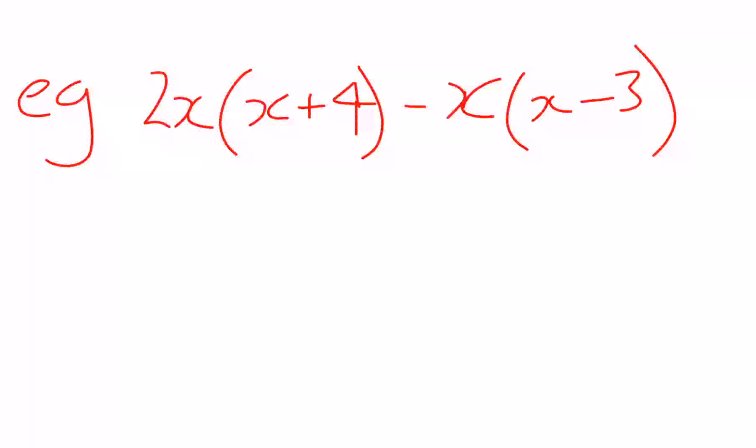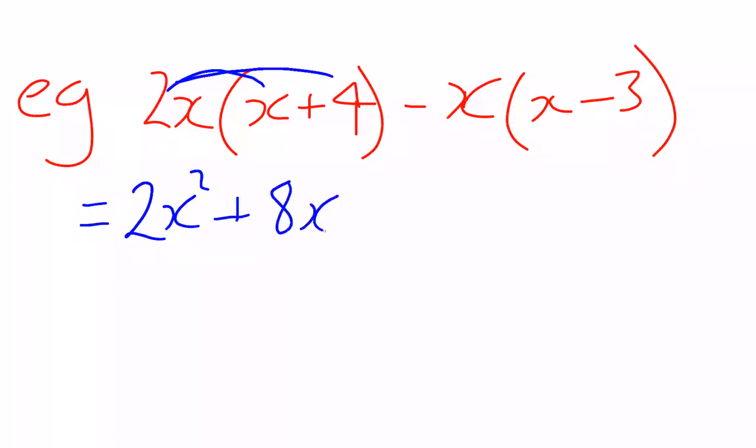A longer example. Here we'll be asked to expand the brackets and then simplify by gathering like terms. We're going to be very careful when we get to this -x over here. But we'll start with our first set of brackets. 2x times x, 2x squared. 2x times 4 plus 8x. It's plus because our answer, positive 2x times positive 4, was positive. So we've dealt with this bracket.